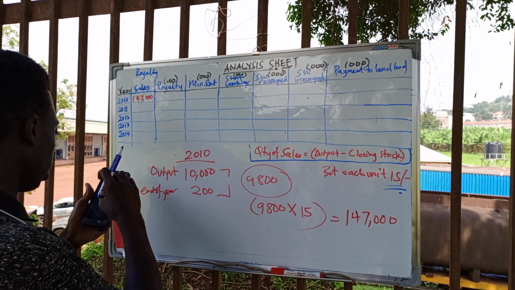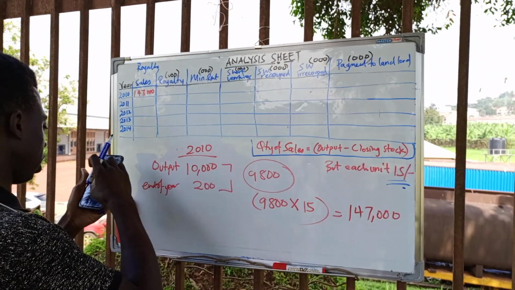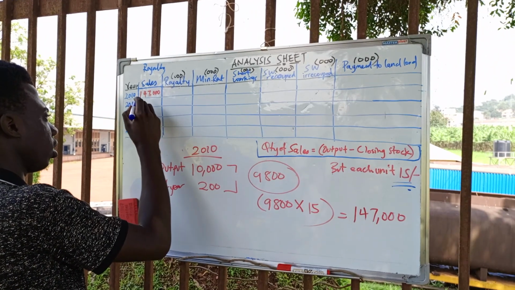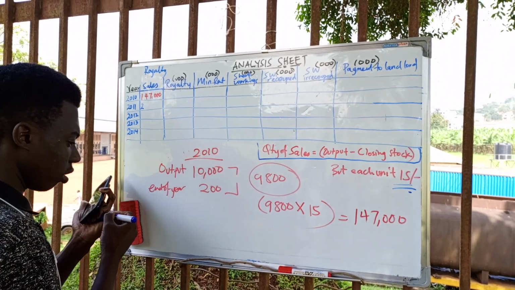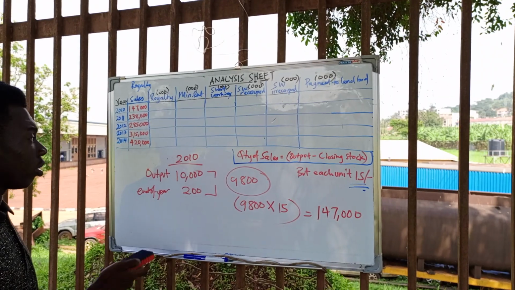So you do that for all the corresponding years. If you check the second year, you employ the same method and you get 238,000 here. Use a red marker. So that's how we got our sales.